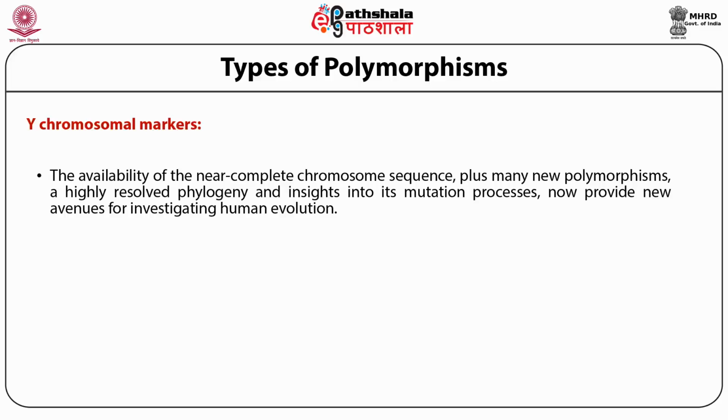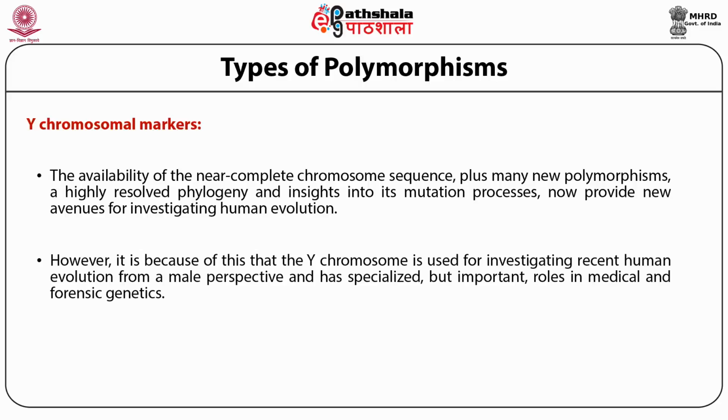The properties of the Y chromosome that make it stand out within the genomic regions are that one half consists of randomly repeated satellite DNA and the rest carries few genes and most of it does not recombine. However, it is because of this that the Y chromosome is used for investigating recent human evolution from a male perspective and has specialized but important roles in medical and forensic genetics.